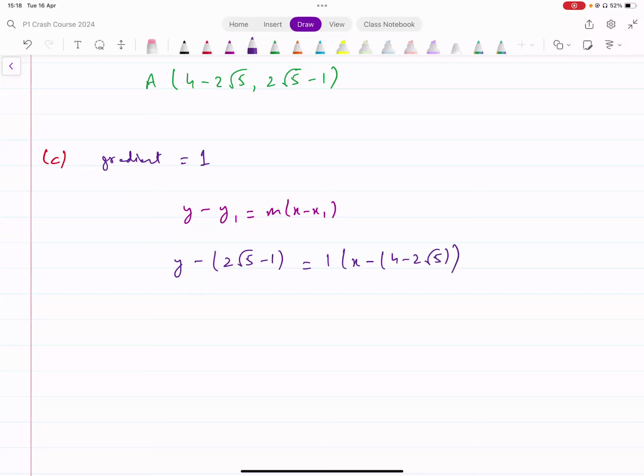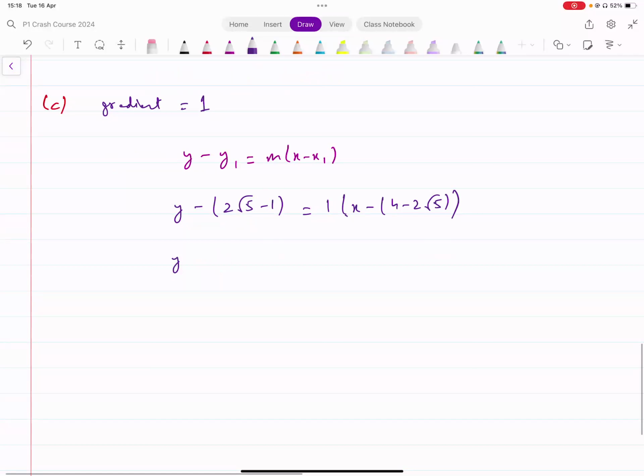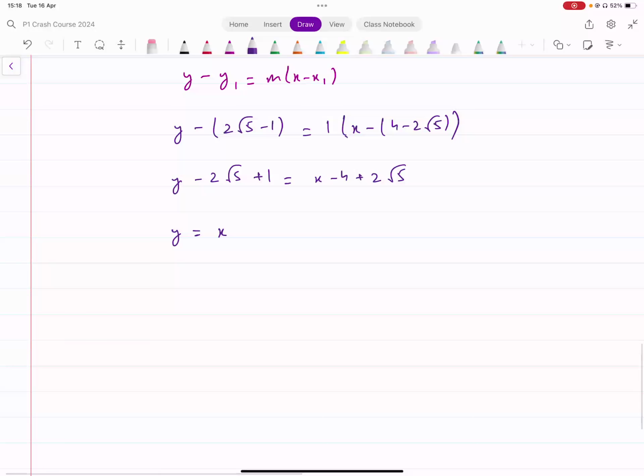And now let's simplify this. This gives us y minus 2 under root 5 plus 1 equals x minus 4 plus 2 under root 5. That becomes y equals x minus 4 plus 2 under root 5 plus 2 under root 5 minus 1. And the final answer turns out to be y equals x plus 4 under root 5 minus 5.